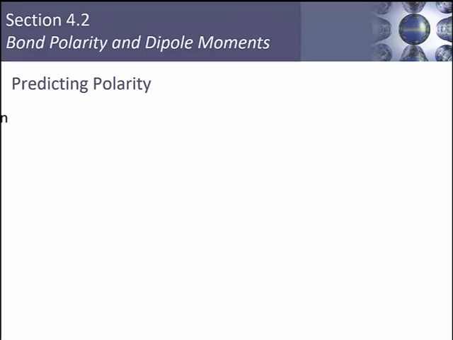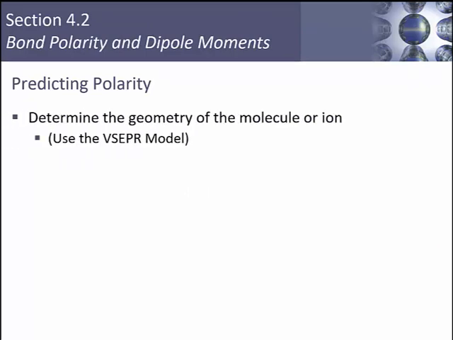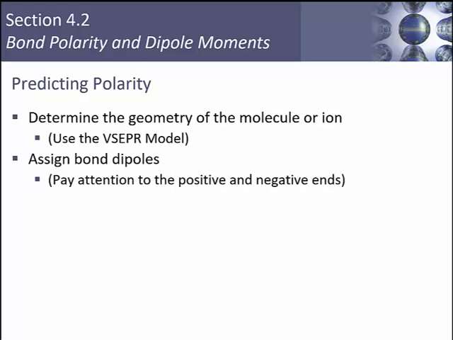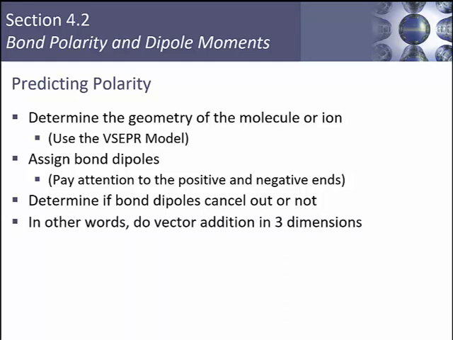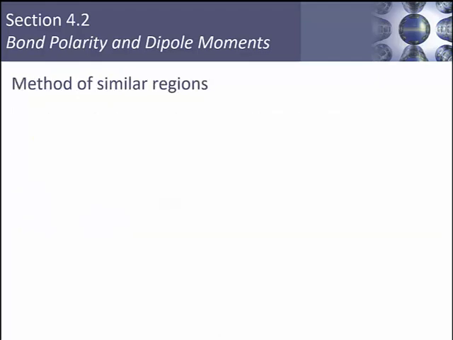Can we predict polarity? Of course we can. You're going to determine the geometry of the molecule or ion using VSEPR. You're going to look at the bond dipoles. You're going to look at the positive and negative ends. So you're looking at your electronegativity table. You're going to determine if the bond dipoles cancel each other out or not. In other words, we're going to do some vector addition in 3 dimensions. Right? That is the mathematical way to do it.